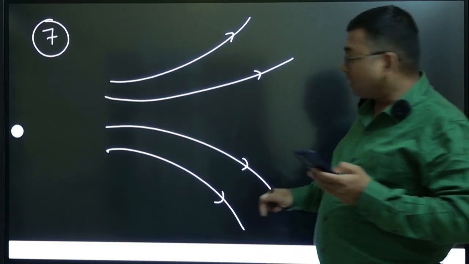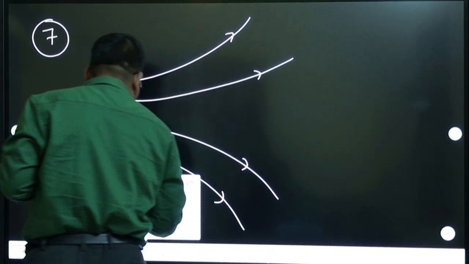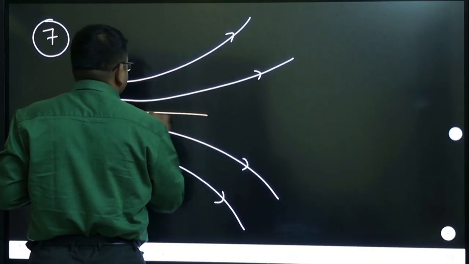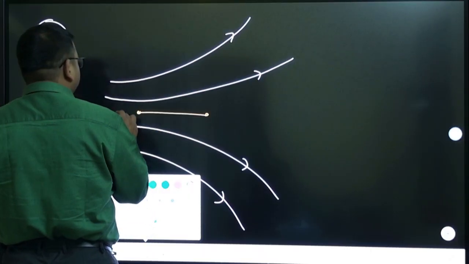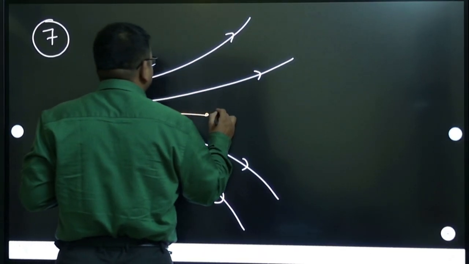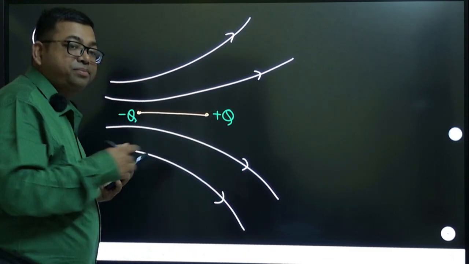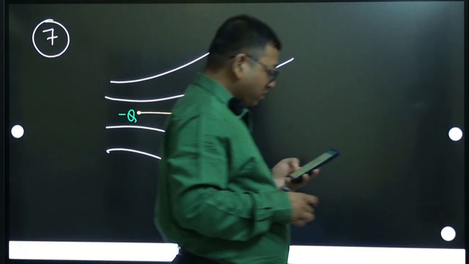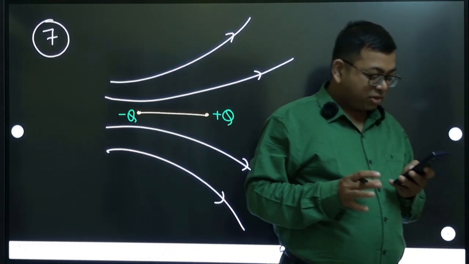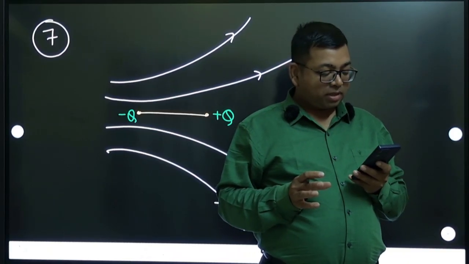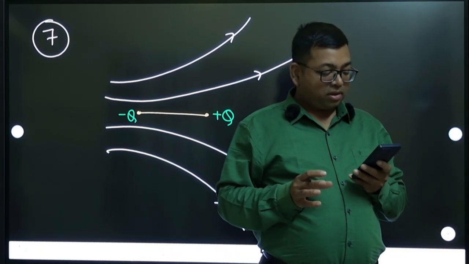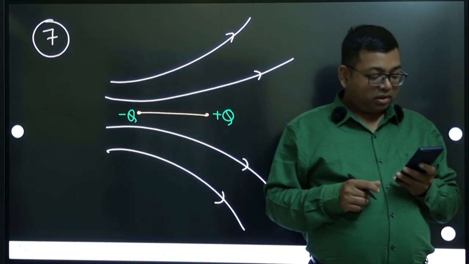Now they are keeping a dipole here, like this. So minus q, plus q. There is a dipole kept here. The question is, it is released. Which of the following phrases most accurately describes the initial motion of the dipole if it is released from rest in this position? A: it moves to the left.